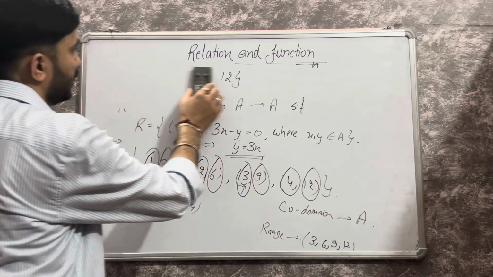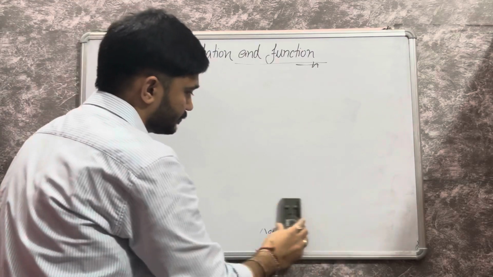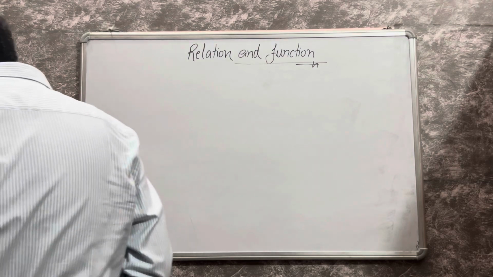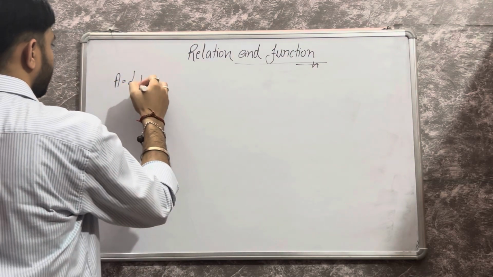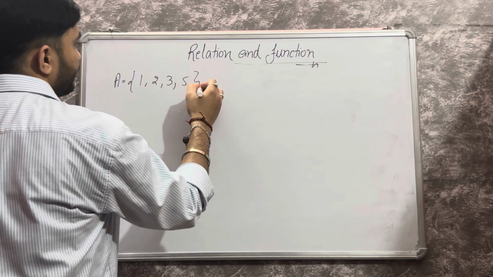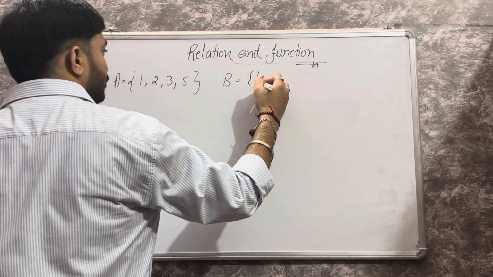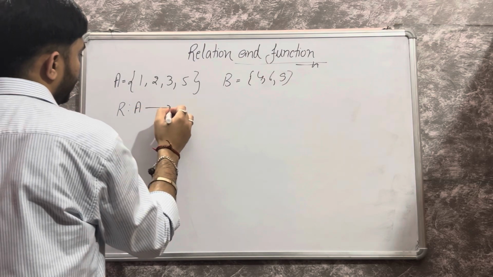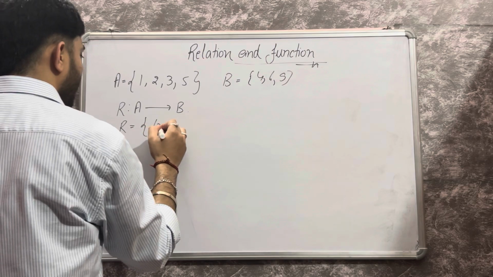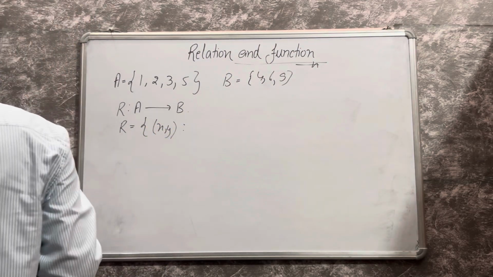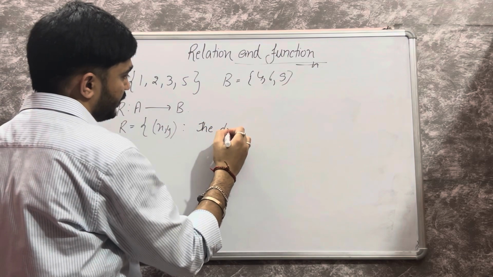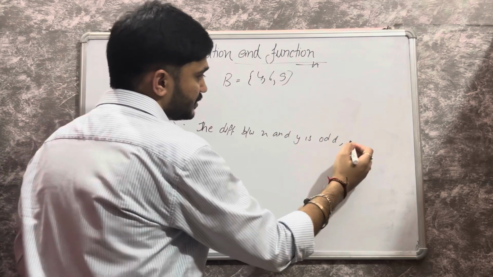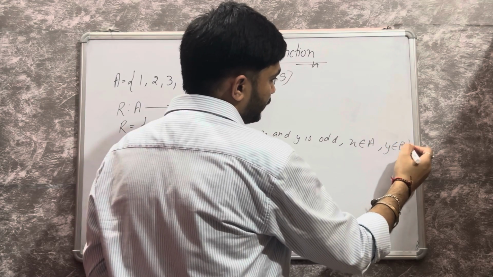Moving further, let us solve another example. What if A is given to us as 1, 2, 3, 5, B is given to us as 4, 6, 9, and R is given as a relation from A to B, such that R is equal to {(x, y)}, where the difference between x and y is odd, such that x belongs to A and y belongs to B.